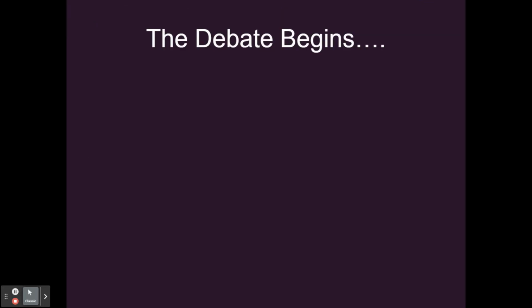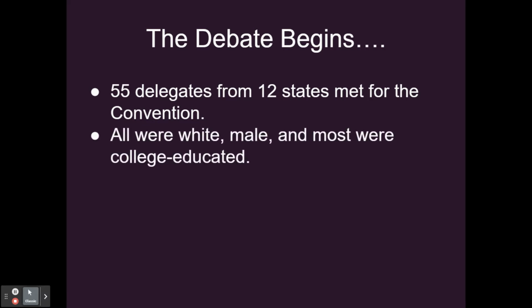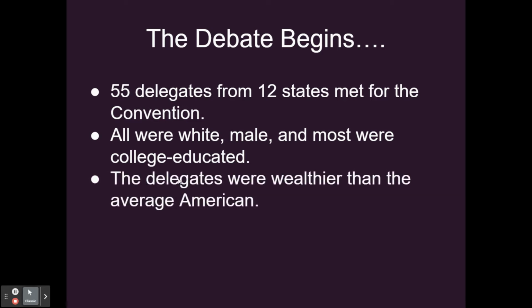So writing a constitution is not an easy thing. And here's what occurs. 55 delegates from 12 states met for the convention. Okay, just some facts. So only 55 people were going to decide the fate of the nation. All were white, all were male, and most were college educated. The delegates were wealthier than the average American, and a large number were lawyers.